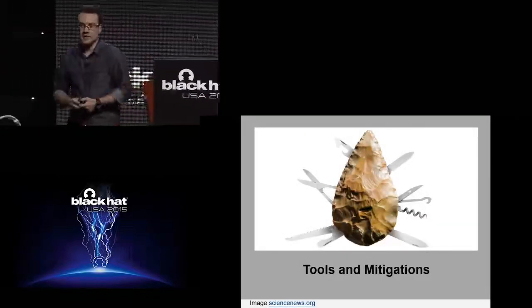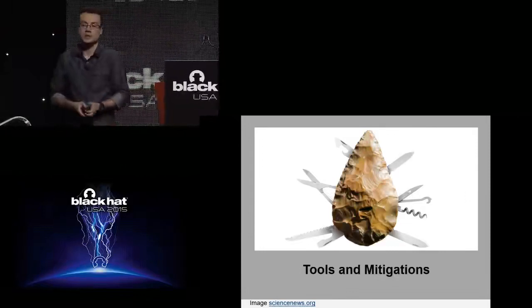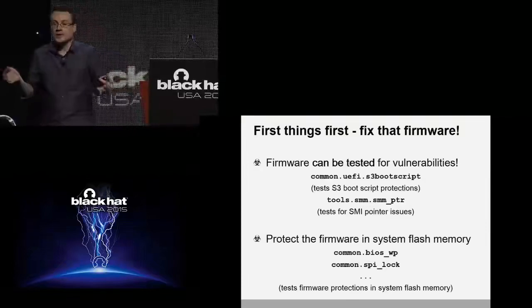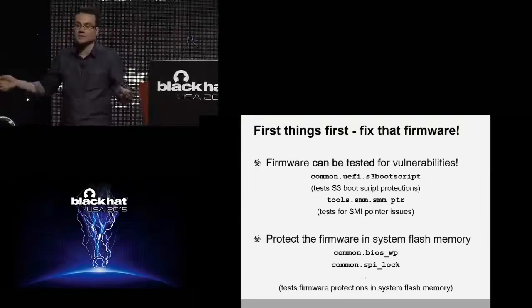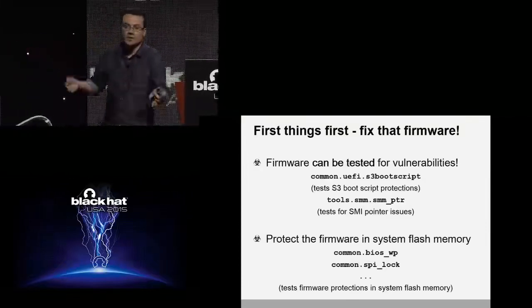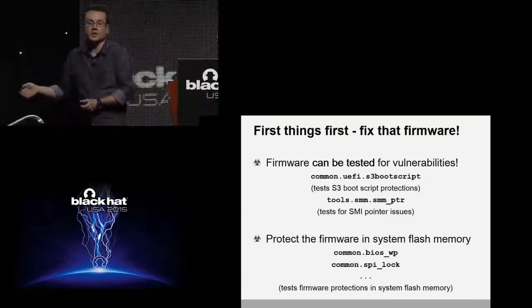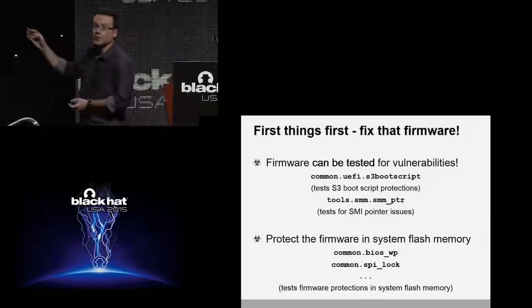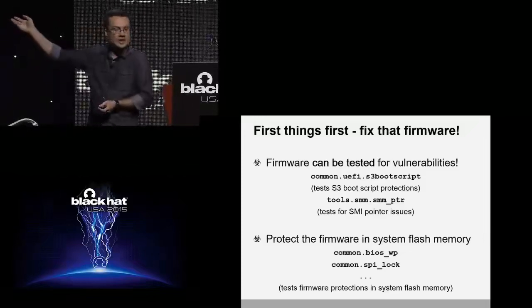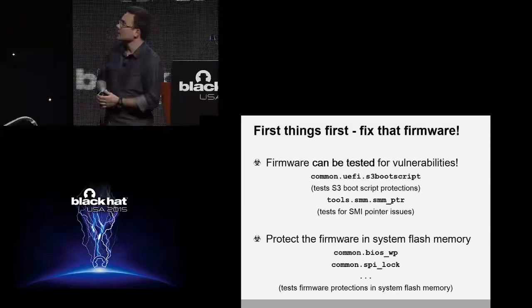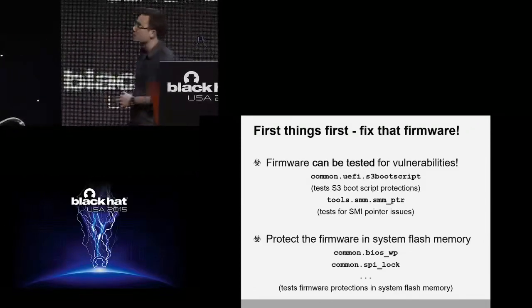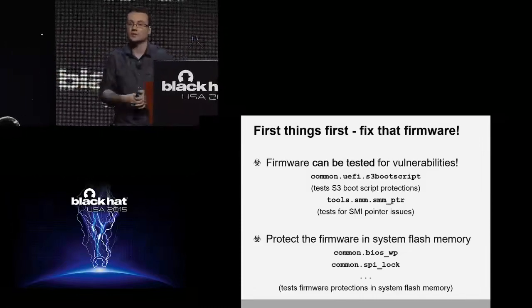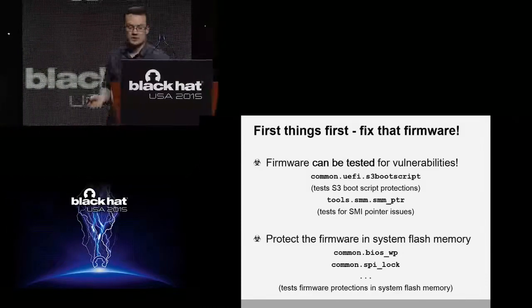So now with all of those attacks, what are the mitigations or tools available today? First things first, if your firmware has vulnerabilities, they need to be fixed, because as we saw, vulnerabilities in the firmware are pretty bad for hypervisors. There are tools available to test for all of those vulnerabilities that I described, in the CHIPSEC framework. There are also tools that allow you to test if your firmware is write protected and all the protections are in place.